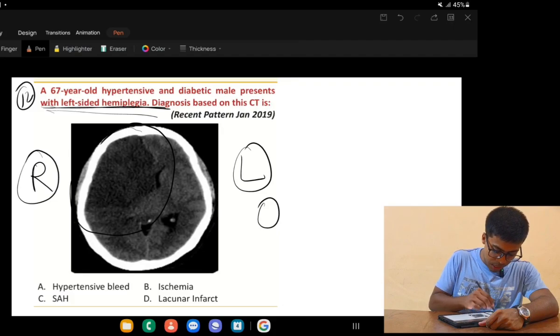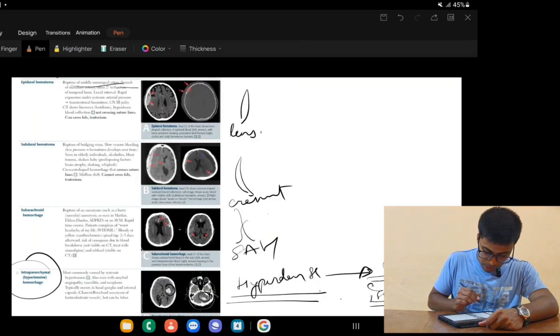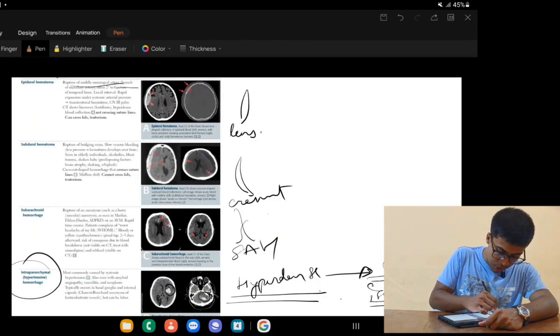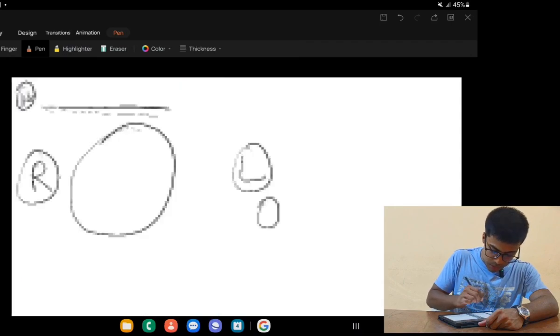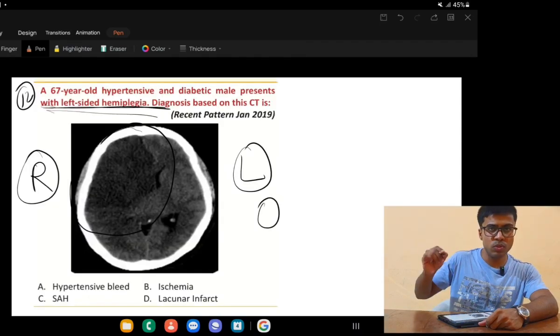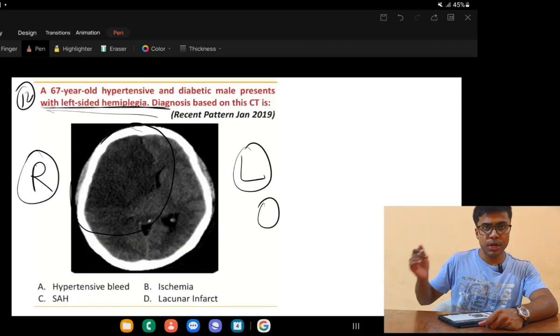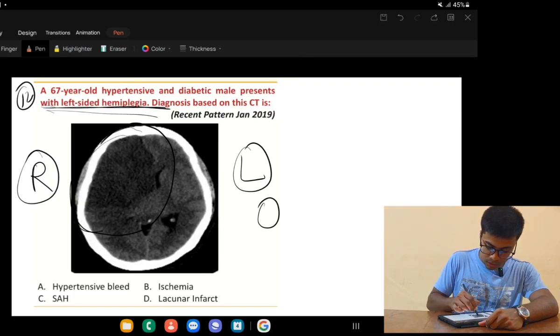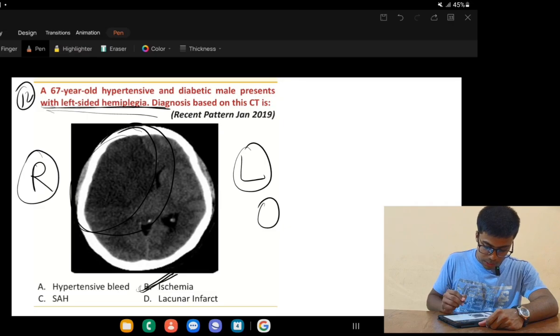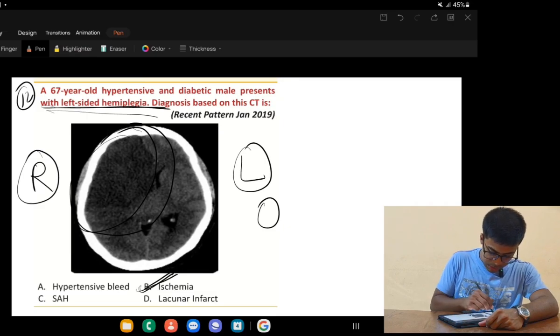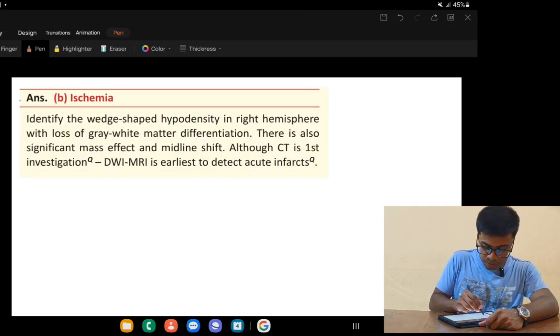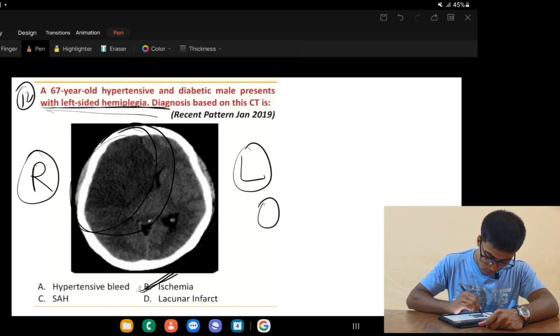Previously we have discussed hyperdense lesions for intraparenchymal hemorrhages. After some time, these hemorrhages lose their brightness and turn into ischemia. So this is a dark thing and it will be an ischemic image. So it is a hemorrhage turning to ischemia. Let's see the explanation: ischemia and wedge shape. Why does the wedge look like this?